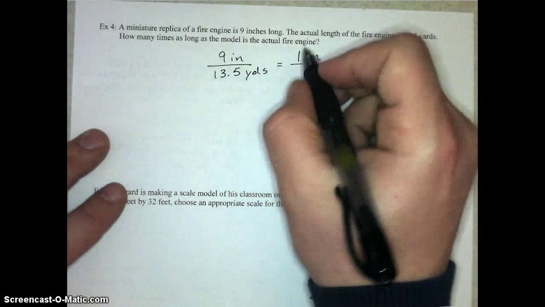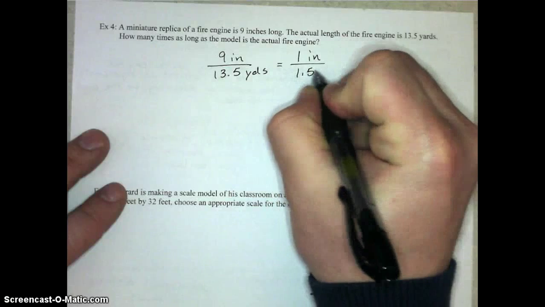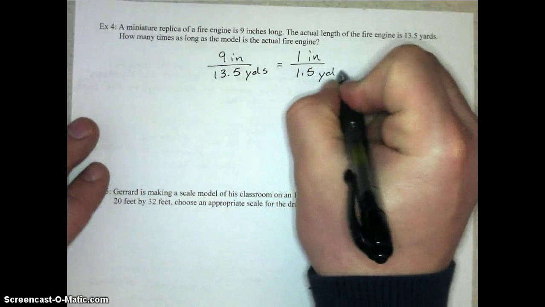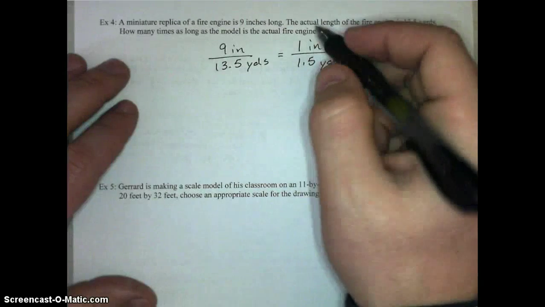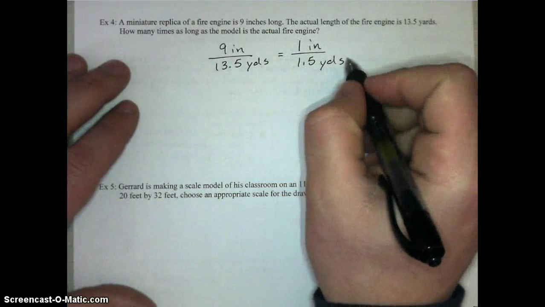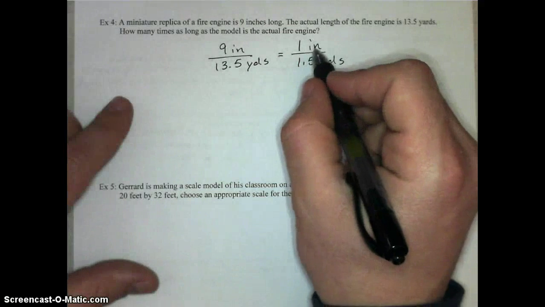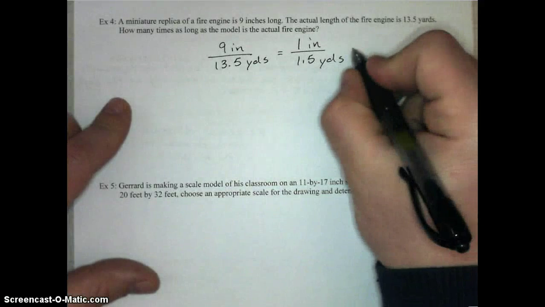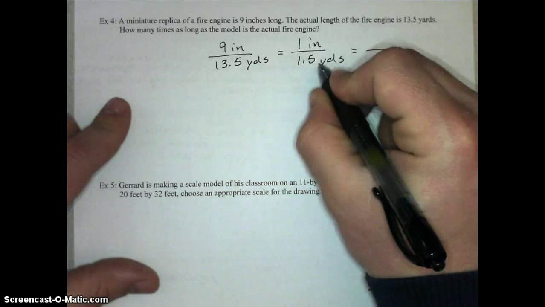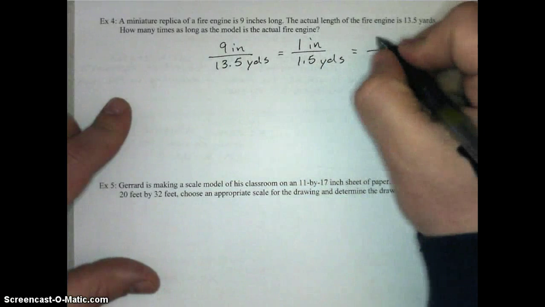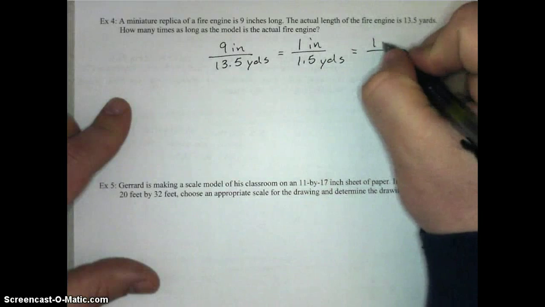13.5 divided by 9 is 1.5 yards. Now this ratio makes it look like the fire engine is 1.5 times as long as the model, but that's not accurate. These are in inches, these are in yards. We need to actually convert that number of yards into inches so we can make an accurate comparison.